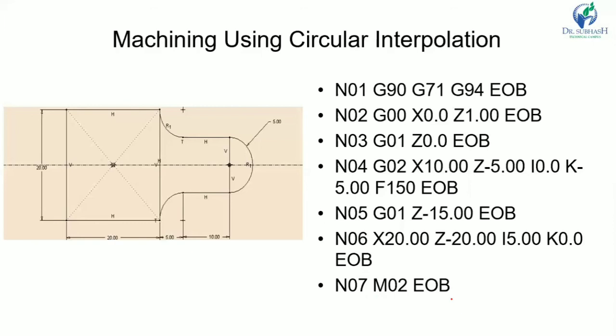So by using I and K, and circular interpolation using the codes G02 and G03, you can make the part program for circular interpolation. Okay, so now I hope you can understand how to prepare the part program for the CNC.